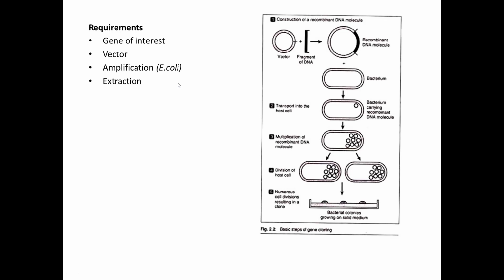Here we can see the figure also. This is the vector, this is the DNA. Here we convert this fragment of DNA and vector into the recombinant DNA, and we insert that into the bacteria, and it multiplies, and finally we can get the bacterial colonies.